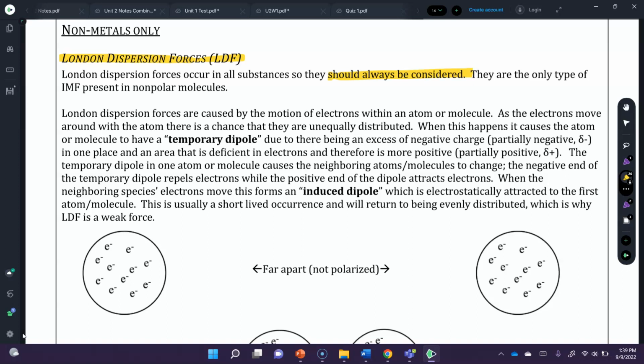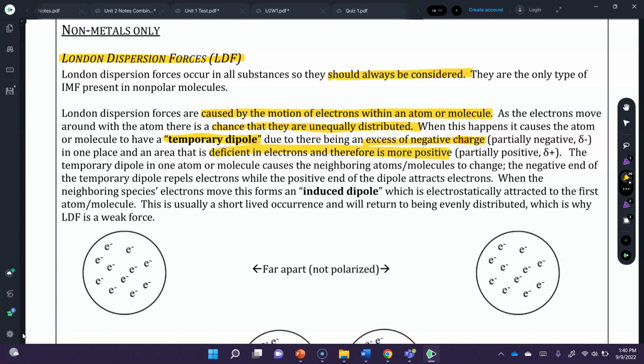These forces are caused by the motion of electrons within an atom or a molecule. As electrons move around within the atom, there is a chance that they are unequally distributed. When this happens, it causes the atom or molecule to have a temporary dipole, due to there being an excess of negative charge, or partial negative, in one place. And then that means that in an area that is deficient of electrons, so if you have it all collect to one side, there's going to be an area deficient in electrons and therefore more positive.